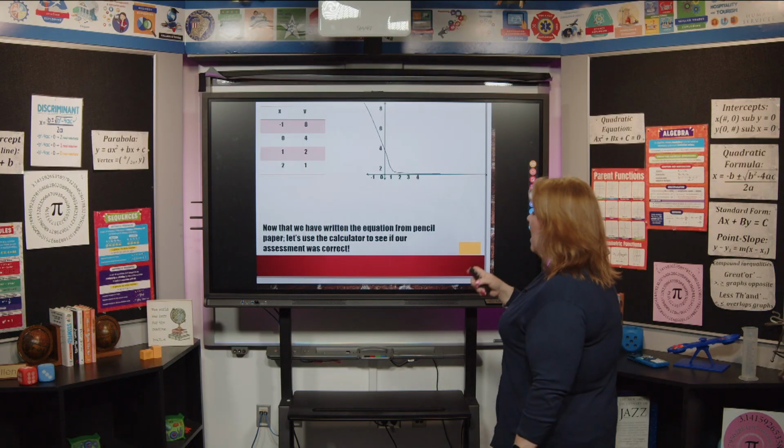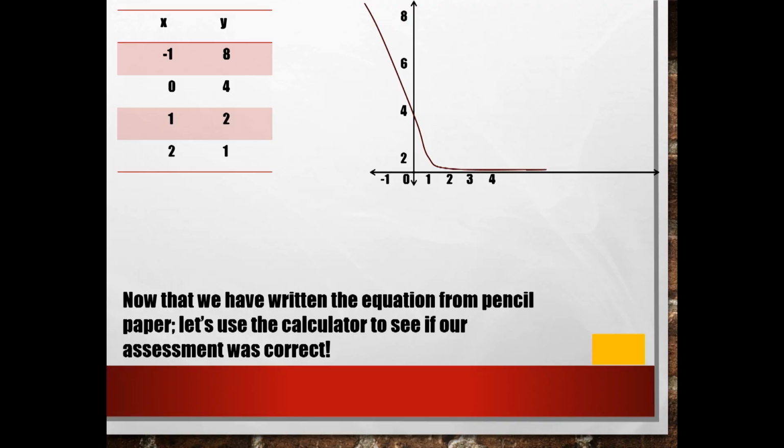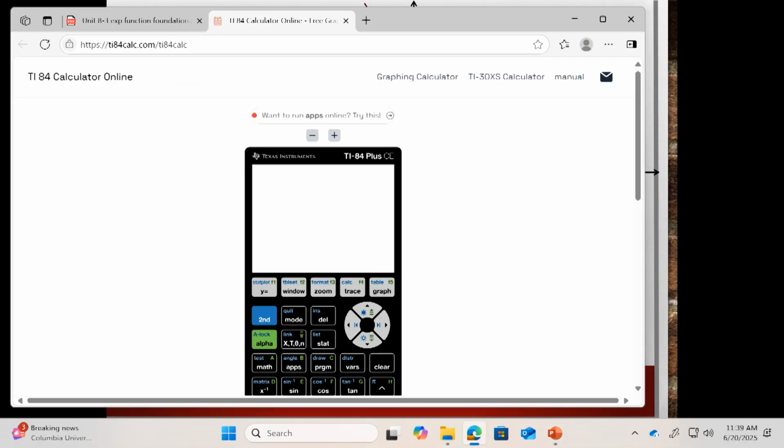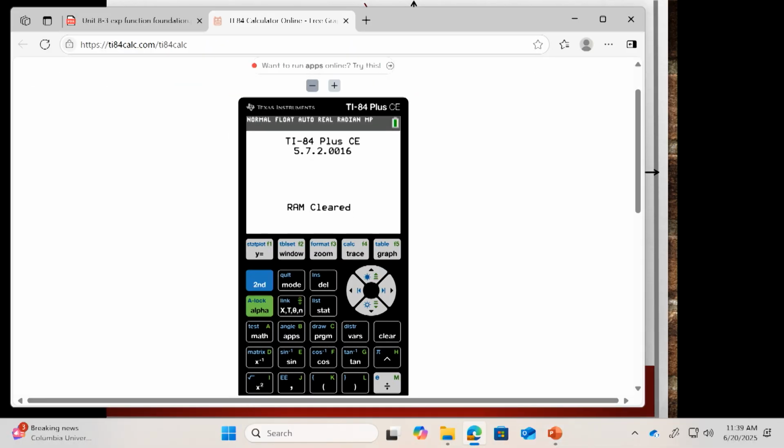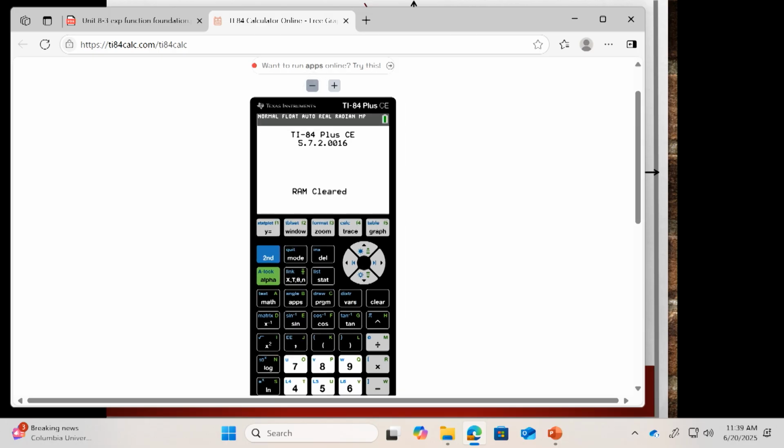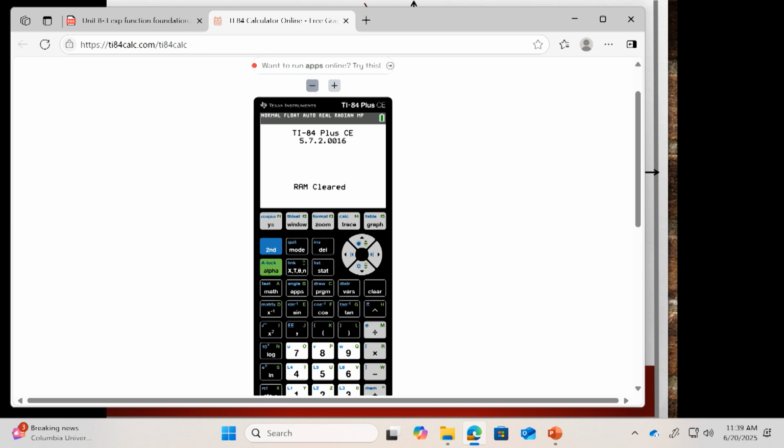It says, now that we have written the equation from pencil and paper, let's use our calculator to see if our assessment was correct. So let's go ahead and pull this up. All right, so the first thing we're going to do is put the table in our calculator. So I want everyone to make sure that we are watching and taking notes on how to plug things into our calculator.